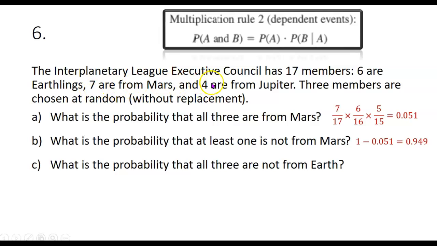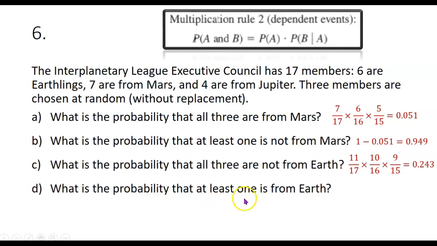7 plus 4, that's 11 members who are not from Earth out of 17 in all, times, if that happened, under that condition, the probability of the second one not being from Earth would be 10 over 16, times 9 over 15. And when you multiply that out, you get 0.243. So that's the probability that all 3 of the members you pick are not from Earth. They're all 3 chosen from among the 11 non-Earthlings instead of the 6 Earthlings.